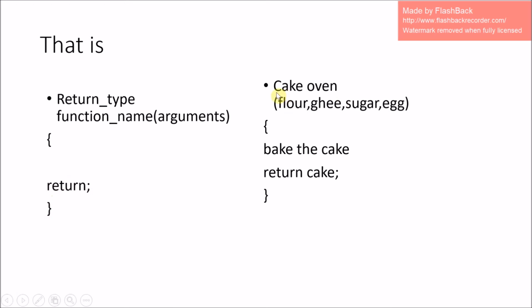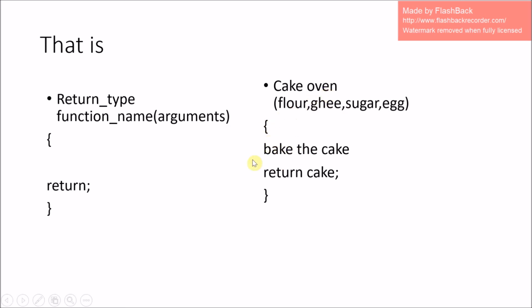Here, see our example with a real-life situation. Cake is the return type. That means after the function is executed, we will surely get a cake. Here we have oven as our function name. Our function oven is used to process the ingredients into a cake. Now I'm including flour, ghee, sugar, and egg inside the brackets. That means I am passing all these things to the oven.